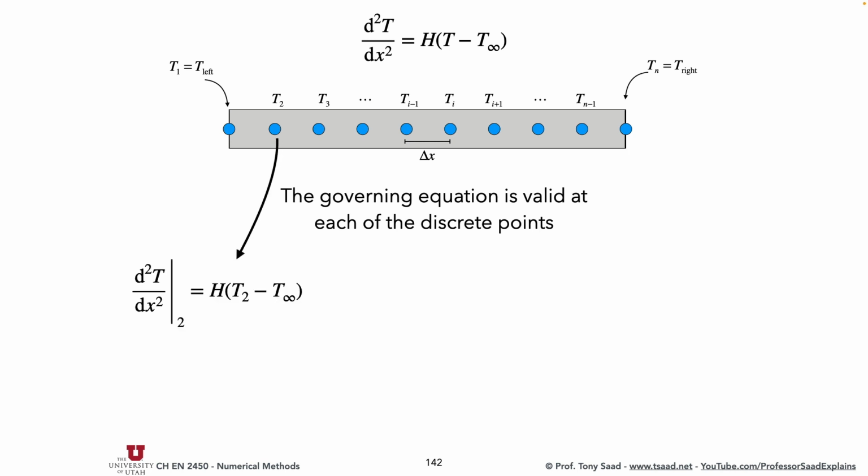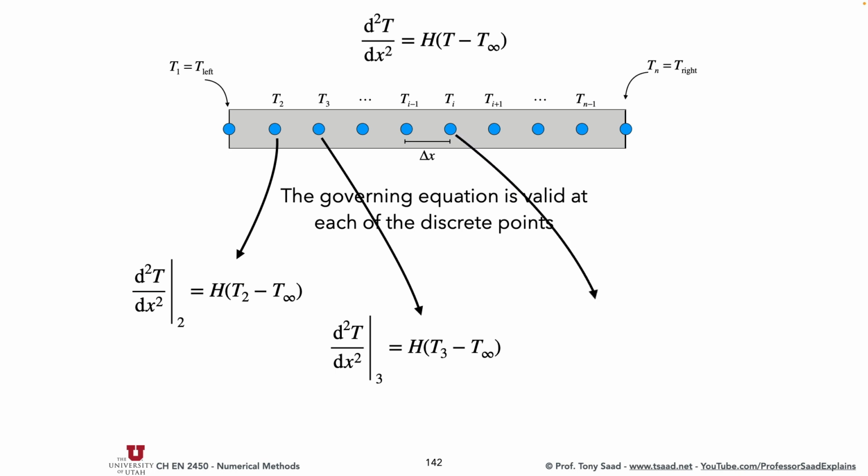All right. So then, at point 2, the equation is d2T/dx² at 2 equals h(T2 − T∞), right? I'm just applying that ODE at that specific point. Agreed? And the temperature at that point is T2. At T3, you have the second derivative at point 3 equal to h(T3 − T∞), and so on, right? And I told you we need an equation for each one of those points, right? So that's the first step in that direction.